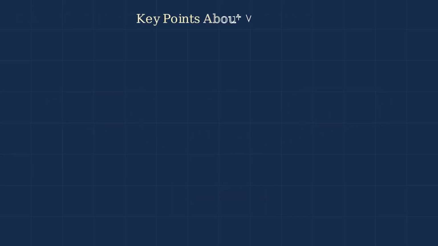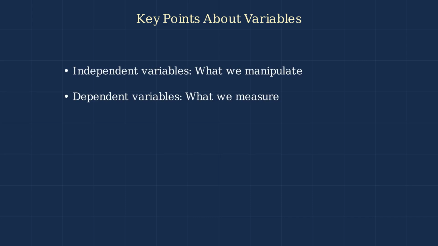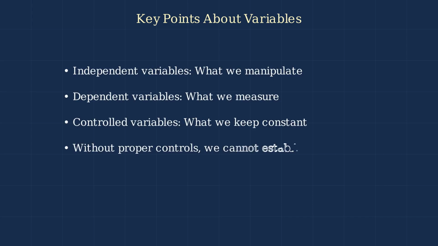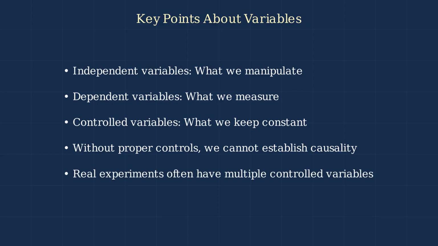Let's summarize the key points about variables in controlled experiments. Understanding these three variable types is essential for designing and interpreting scientific experiments. Control and experimental groups form the foundation of controlled experiments. Let's examine the essential differences between control groups and experimental groups.